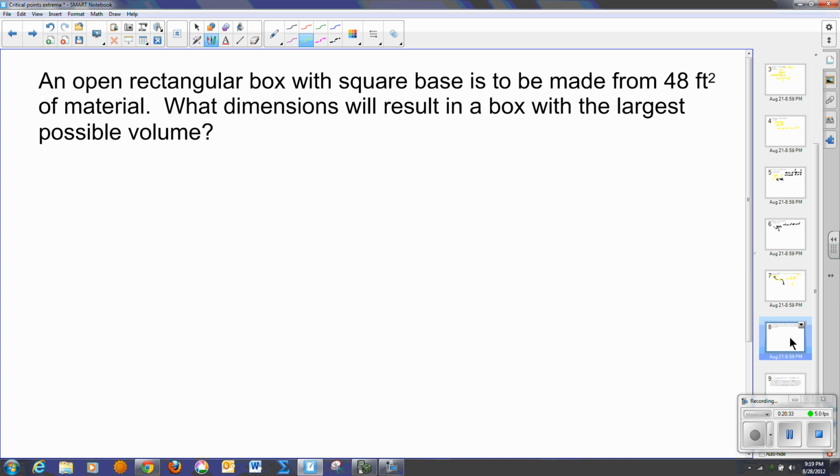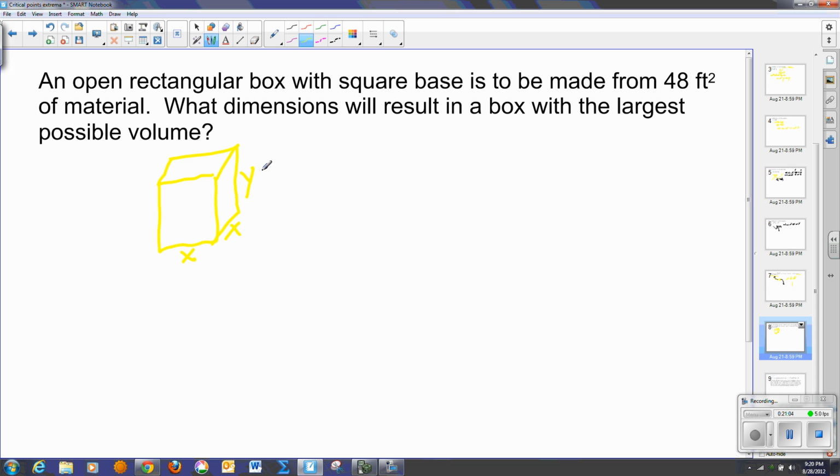And this one's a little difficult. You can read it. Now, what we need to do is draw a picture of this. So we have a box. It's open. And it's got a square base. So the base is x by x. The height, I don't know. I'm going to call that y.